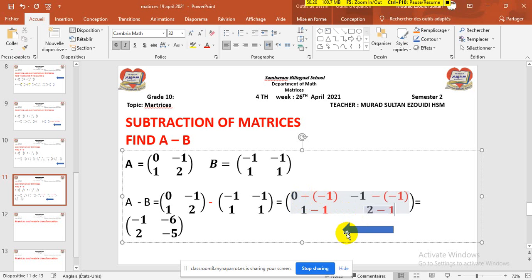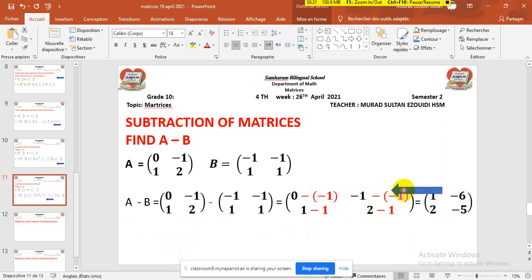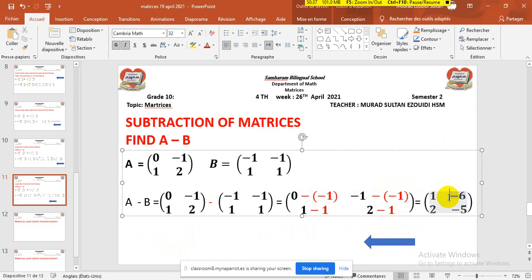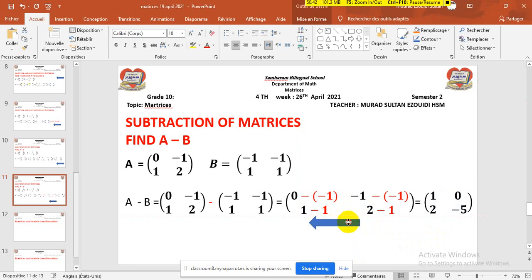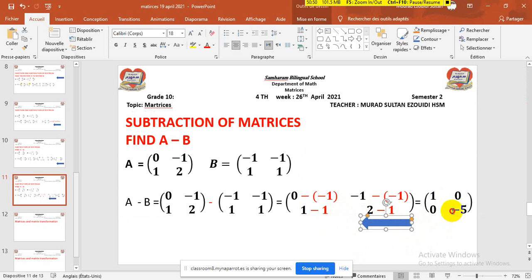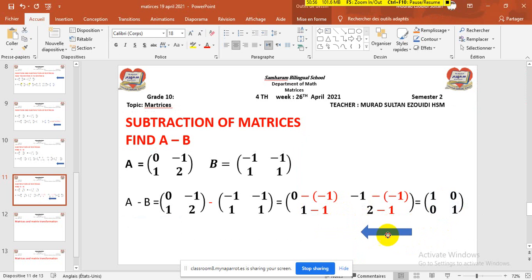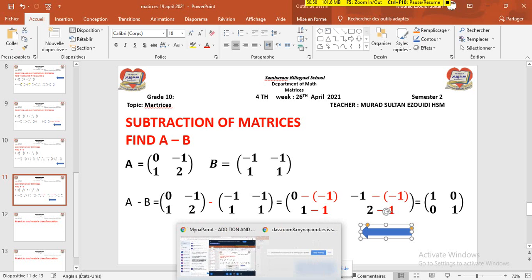0 minus 1 is what? It is 1. And minus 1, minus is positive. Minus 1 plus 1 is 0. I will write here 0. Then 1 minus 1, my daughters, is 0. I will write here 0. Then 2 minus 1 is 1. Then we finish the correction of this question. Okay? I hope that everything was clear.